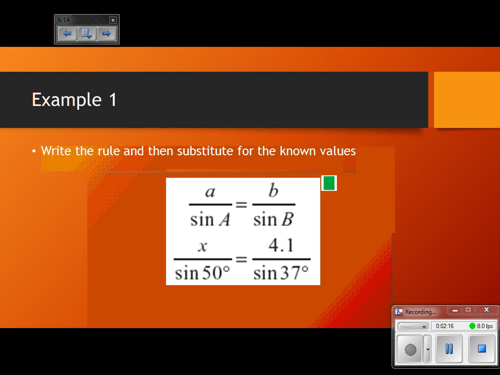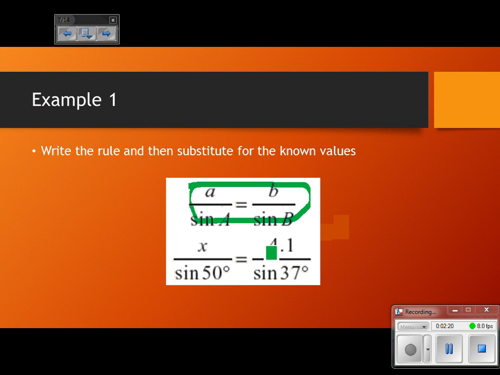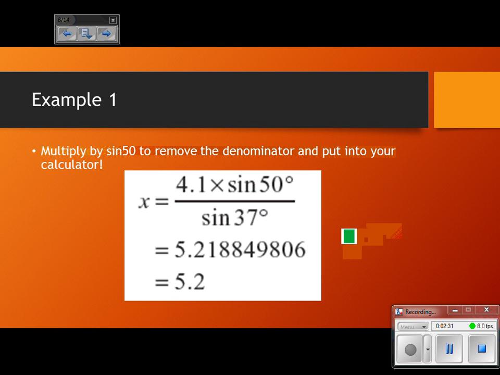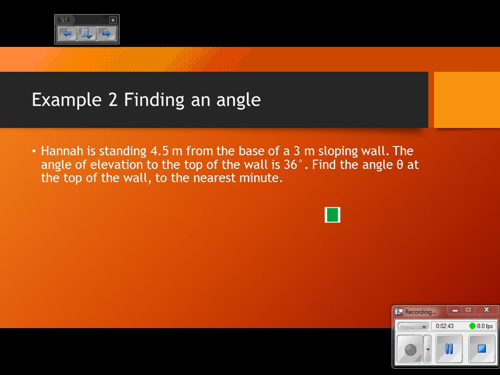Right, here's my formula. I plugged in what I knew. So the B's were 4.1 and sine 37, and I had sine 50. Multiply by sine 50 to get x all by itself. Plug it in your calculator, round to the required number of decimal places. 2468, Bob's your uncle, done.